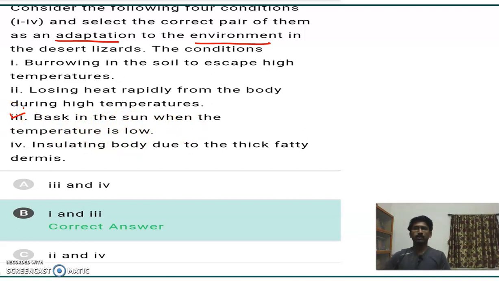They show basking in the sun when the temperature is low, and then they come under the sun and increase their body temperature. So these are called basking. And option 1, you can say burrowing in the soil to escape high temperature. Yes, these are the options. Insulating the body due to thick fat. So 1 and 3 is the correct answer.